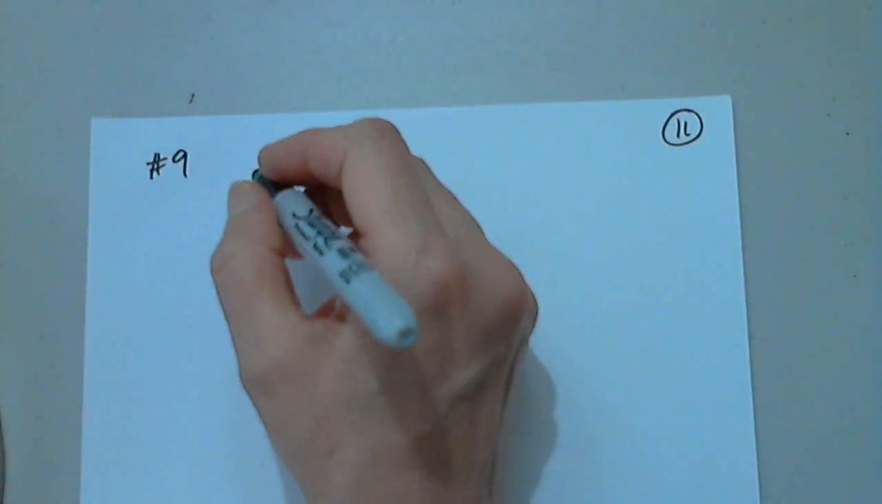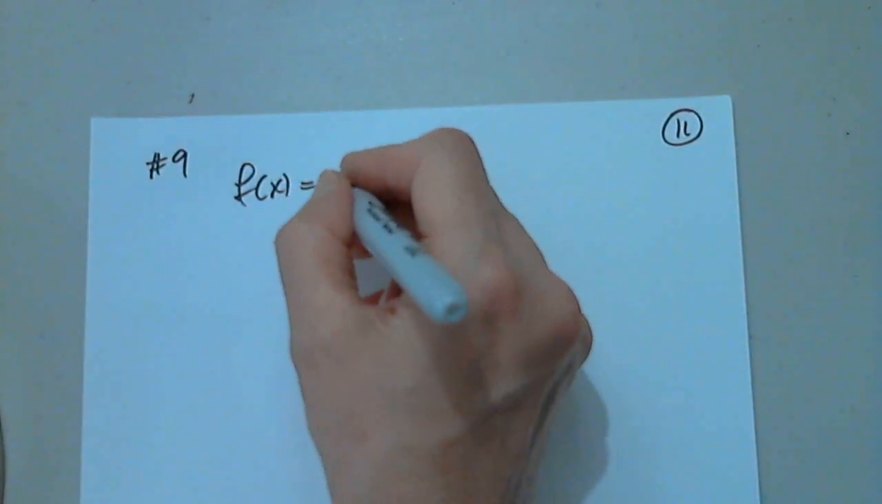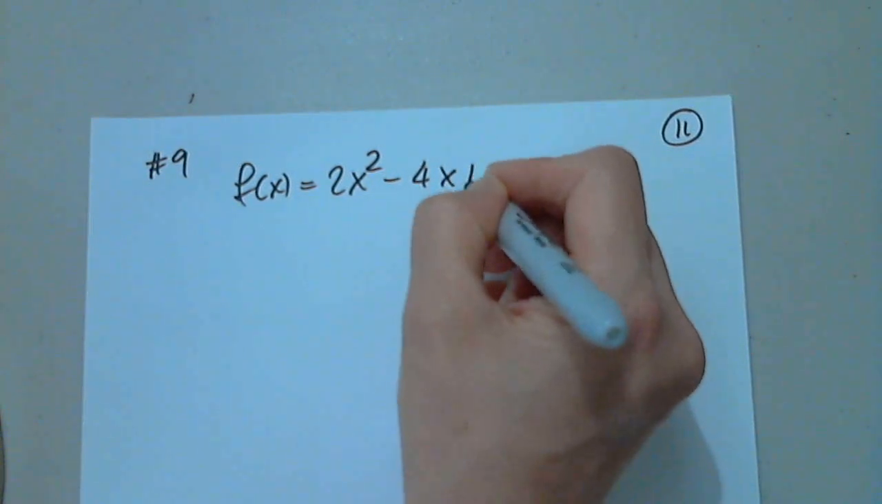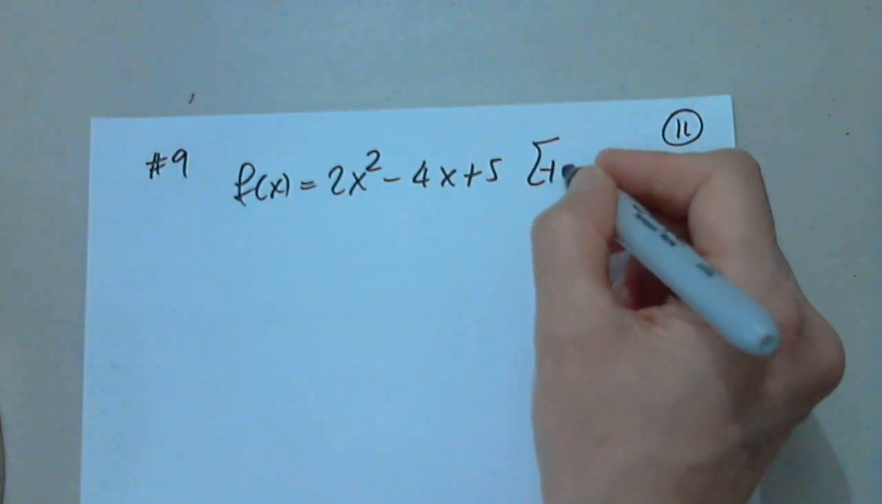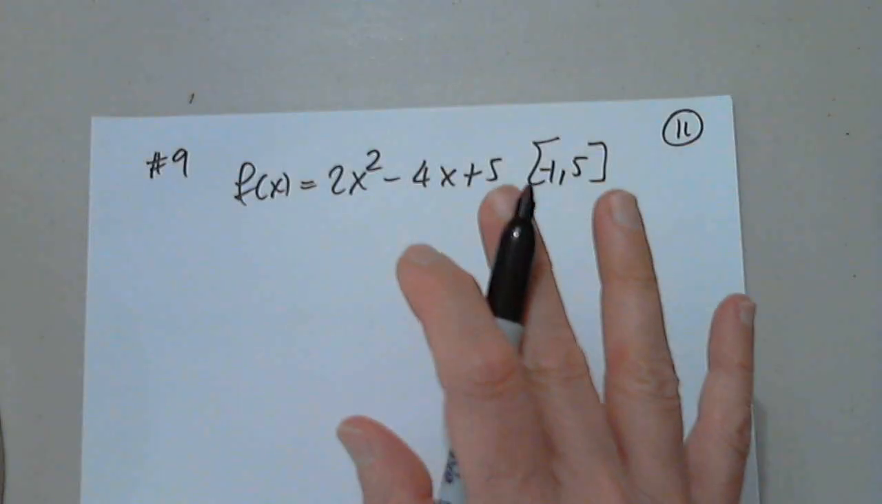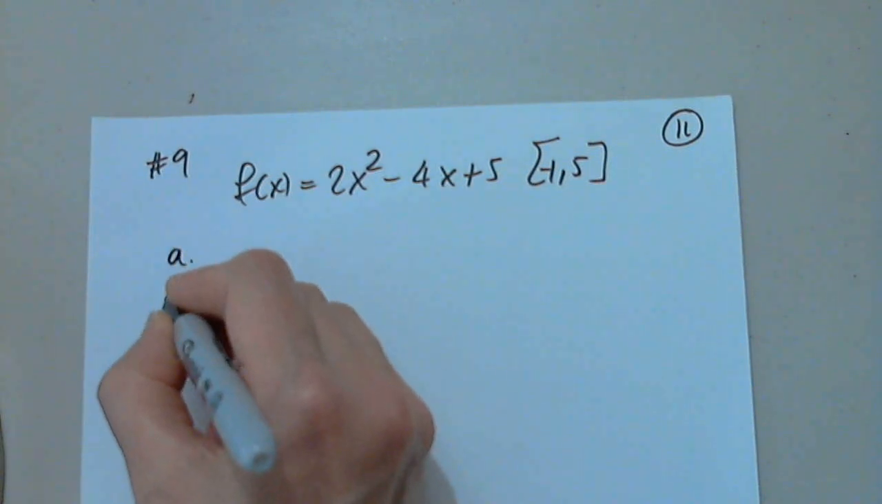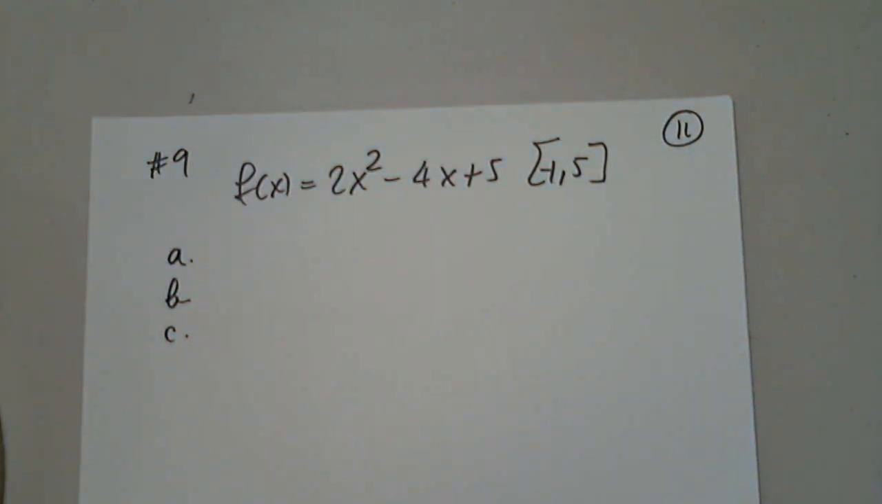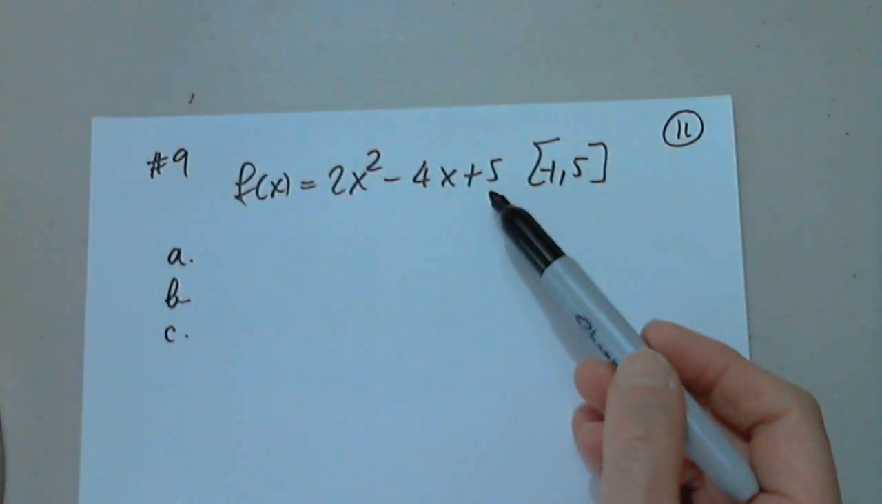Okay, let's start with 9. If you don't want to pick, we can pick the next one. 2x squared minus 4x plus 5. The given interval is -1, 5. Okay. So we cannot find c before we establish the three hypotheses. What type of function is it?